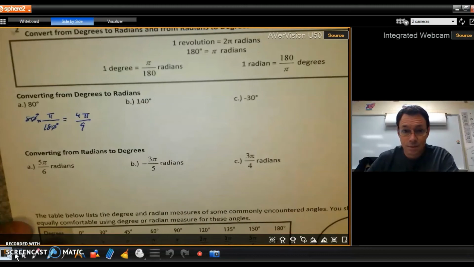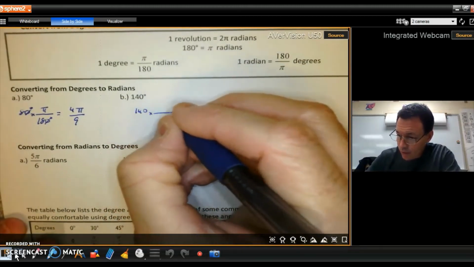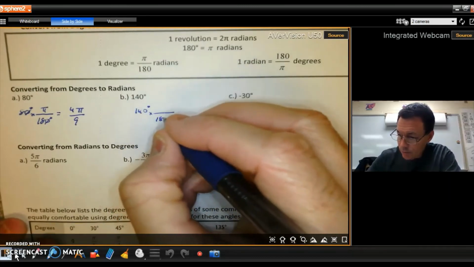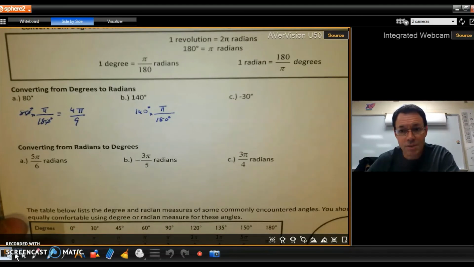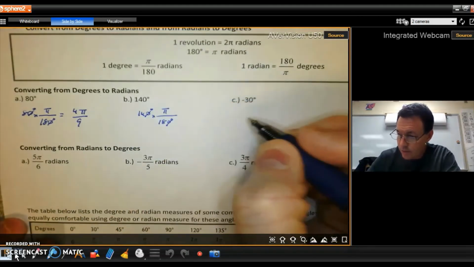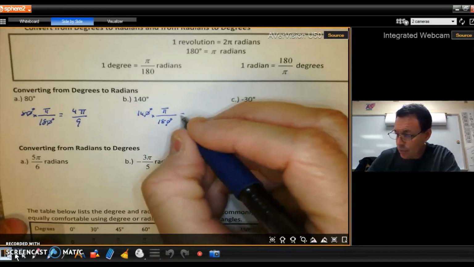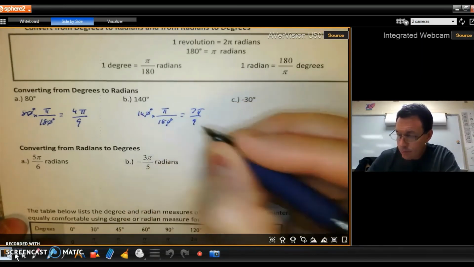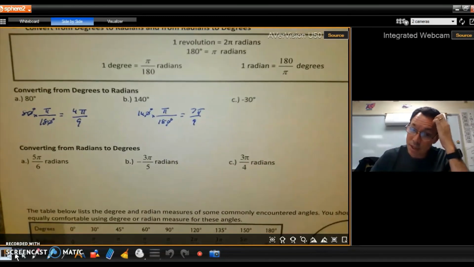Okay, 140. We're going to multiply it by, well, this is degrees, so I'm going to put the 180 degrees on the bottom, put the pi symbol on top, and then your job is to figure out how 140 and 180 reduce. Again, the zeros cancel, 14 over 18 would be 7/9. That will not reduce anymore. Easy peasy. So 140 degrees is equal to 7 pi over 9.